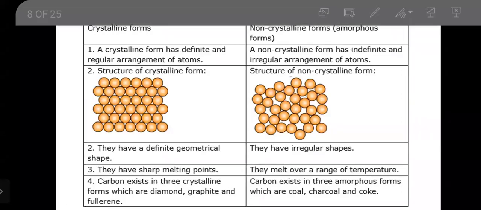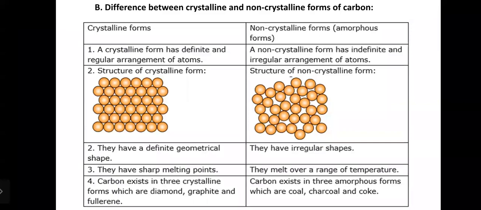Next question is the difference between crystalline and non-crystalline form of carbon. We have already discussed the crystalline form and non-crystalline form. Now come to the detail, the difference between crystalline and non-crystalline. The first difference is that a crystalline form has a definite and regular arrangement of atoms, and a non-crystalline form has an indefinite and irregular arrangement of atoms.